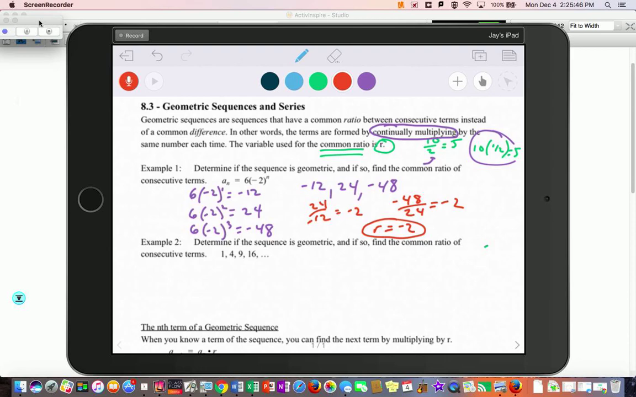All right, so the next one, we can do the same thing. You can take 4 divided by 1. I get 4. 9 divided by 4, I get 2.25. So not geometric. As soon as you find one R value that's not the same, you can just stop and move on.